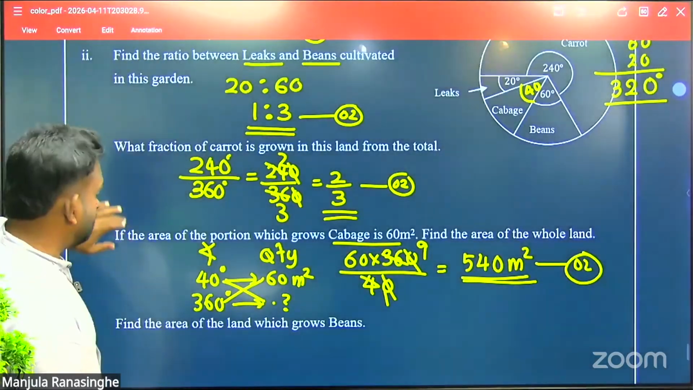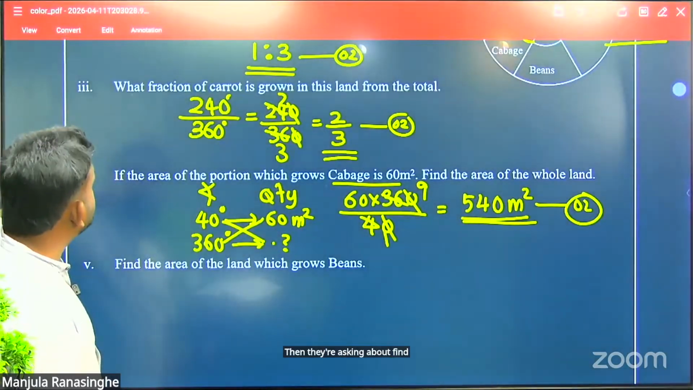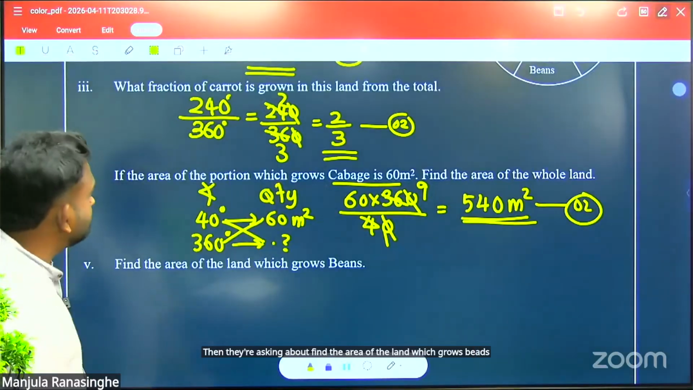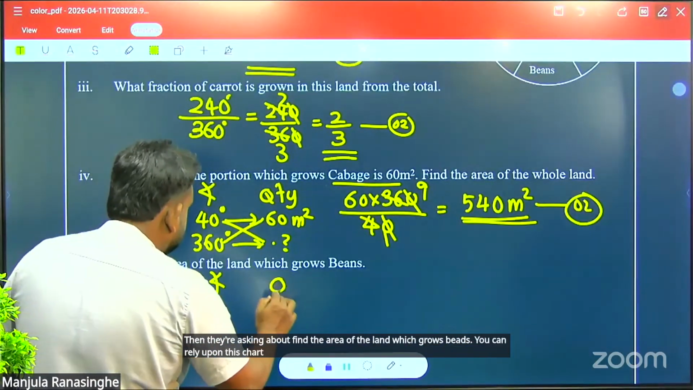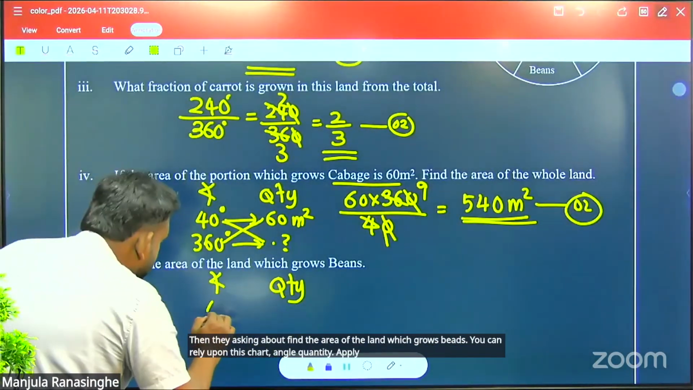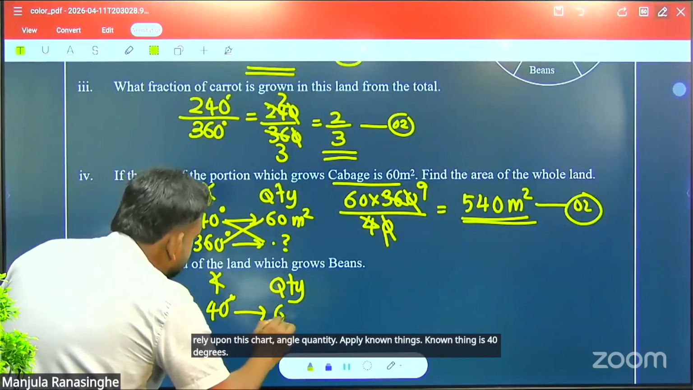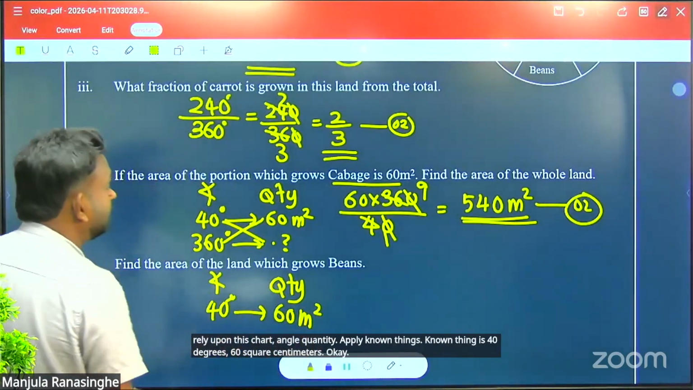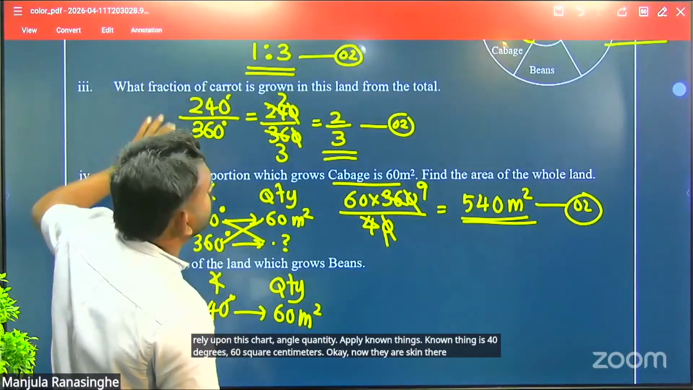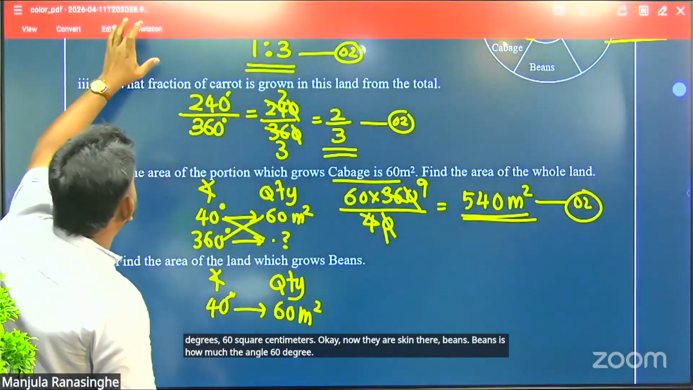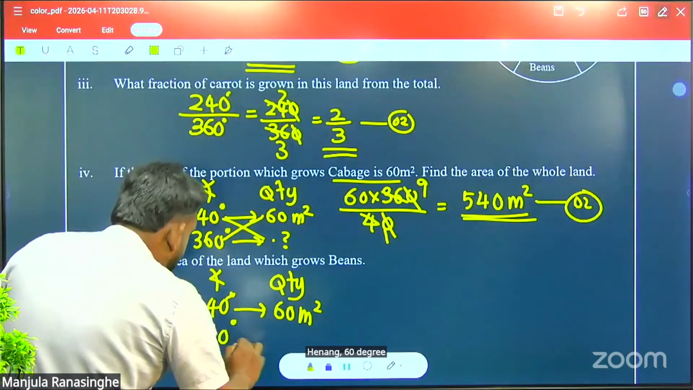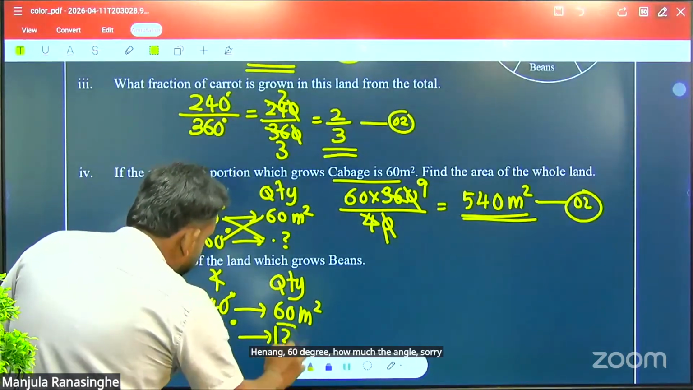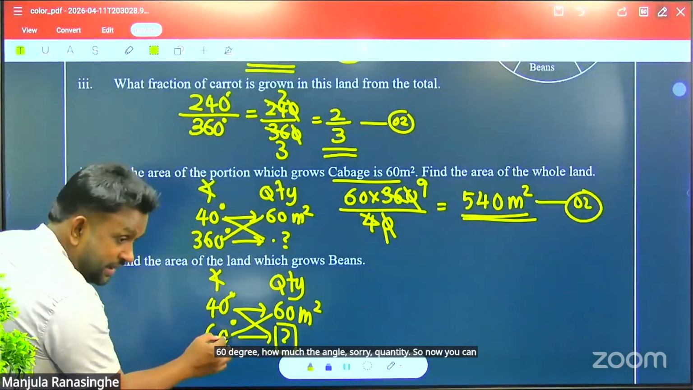Then they are asking to find the area of the land which grows beans. You can rely upon this chart, angle and quantity. Apply the known things. The known thing is 40 degrees, 60 square meters. Now they are asking, beans is how much the angle? 60 degrees. Sorry, the quantity. So now you can apply this diagonal method.